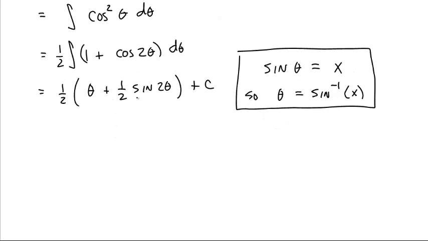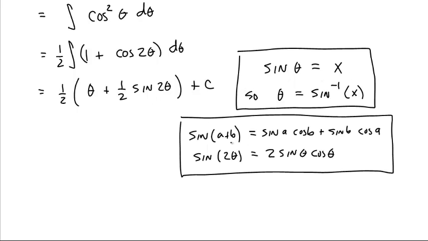Second of all, sine of 2 theta, we don't have anything about double angles here, but then you think, wait a second, sine of a plus b is sine a cosine b plus sine b cosine a, as we did in Calc 1, and that means that the sine of 2 theta is sine of theta plus theta, which is sine of theta cosine theta plus sine of theta cosine theta, or 2 sine of theta cosine theta.